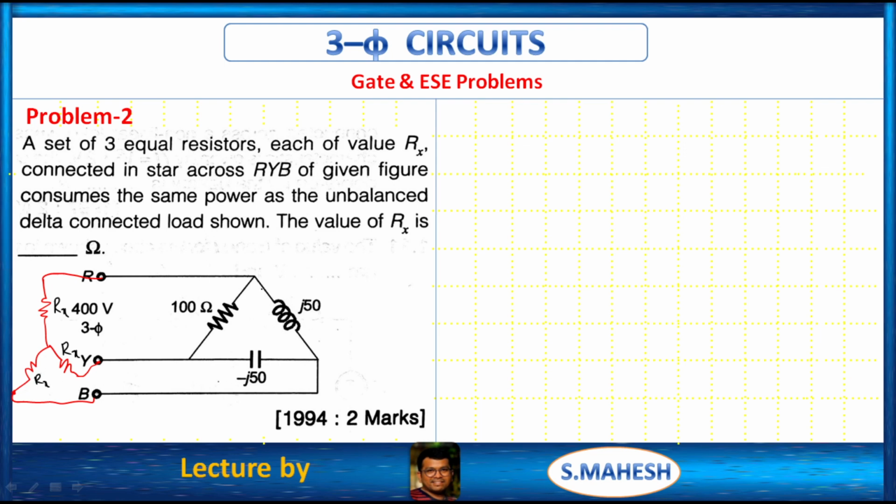By looking at the load, we have to conclude that it is an unbalanced load, right? We have 100 ohms, we have J50, we have a capacitive impedance. The load is not equal, right? Therefore, we conclude that the load is unbalanced, right?